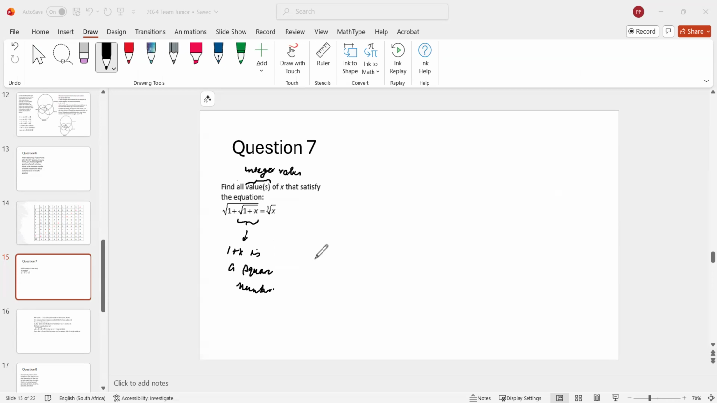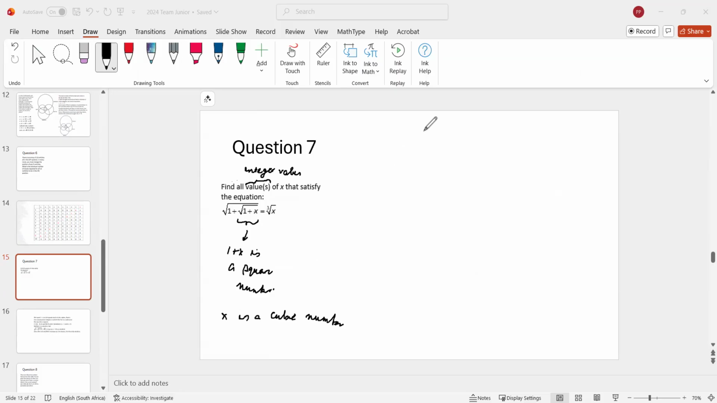One plus x is a square number, and then x itself is a cubic number. So you've got two numbers which are next to each other. One of them is a square, and the other is a cube.